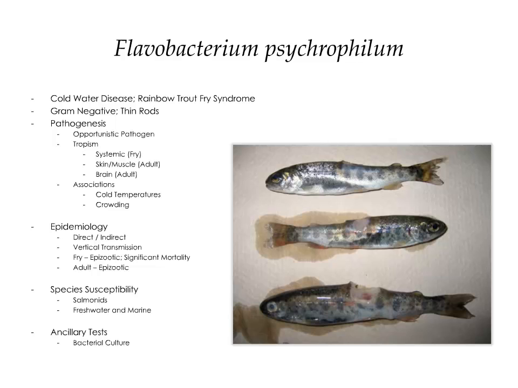Outbreaks are typically associated with colder temperatures and overcrowding. In regards to epidemiology, transmission is direct or indirect. However, vertical transmission is also an issue. In fry, epizootics are associated with significant mortality. Epizootics can also occur in adults. In regards to species susceptibility, this is primarily a disease of salmonids in both the freshwater and the marine environment.